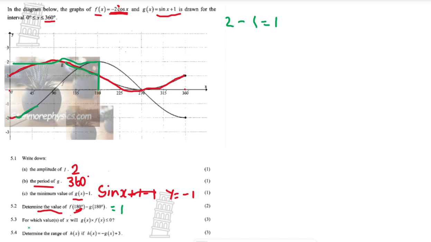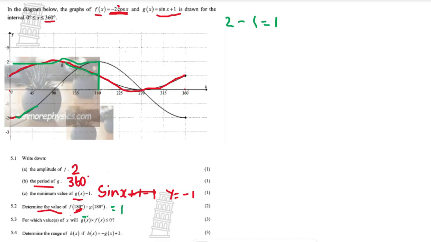Now this is where everything becomes wonderful. They say for which values of x will g of x times f of x be less than or equal to 0. In this type of question, you have two scenarios.